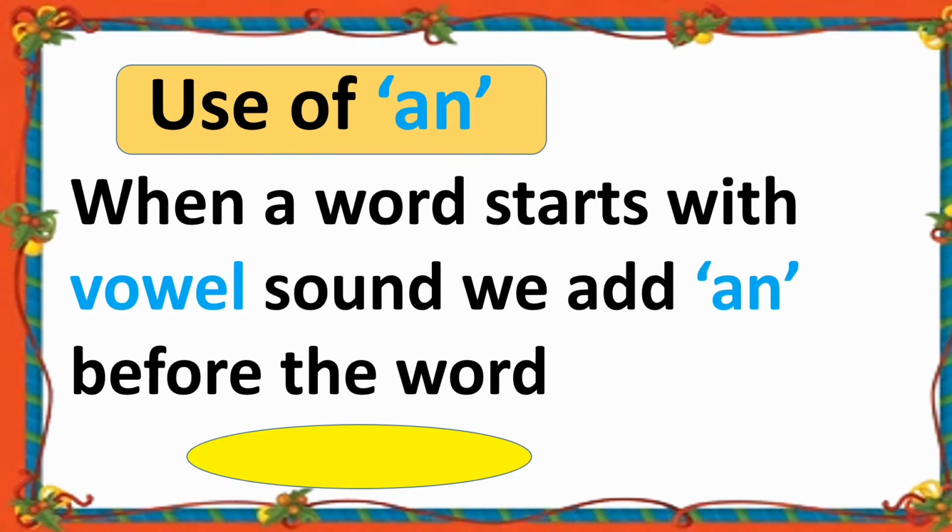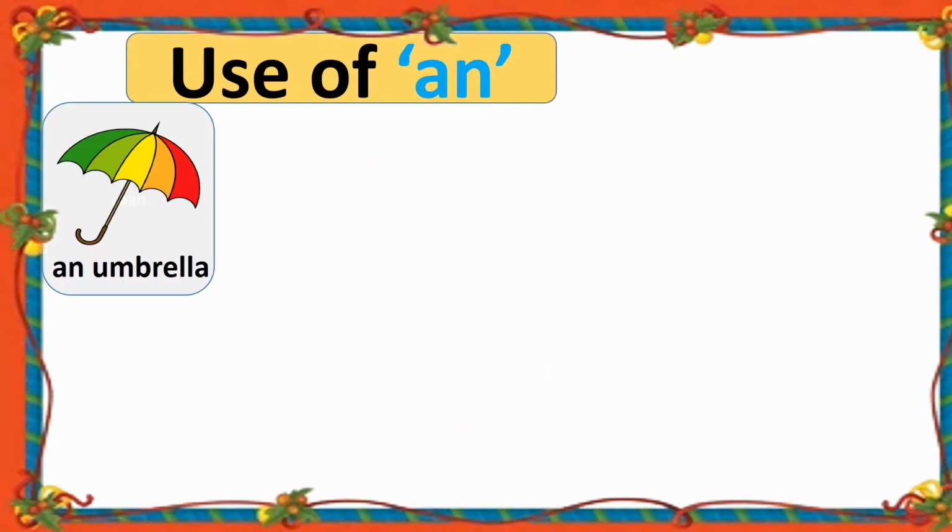Use of an. When a word starts with vowel sound, we add an before the word. There are 5 vowel: A, E, I, O, U. Now examples for use of an.